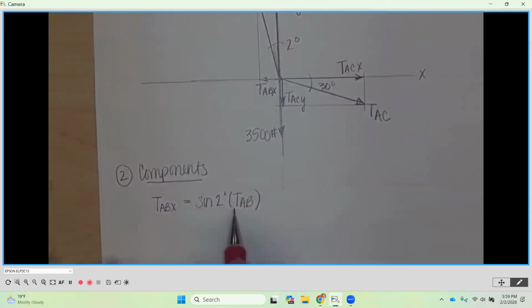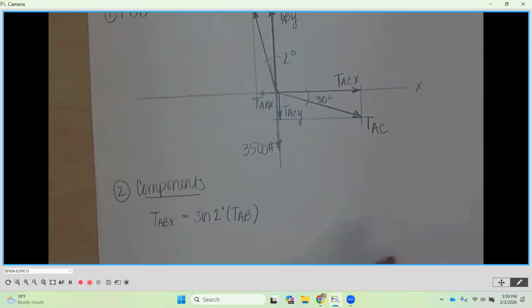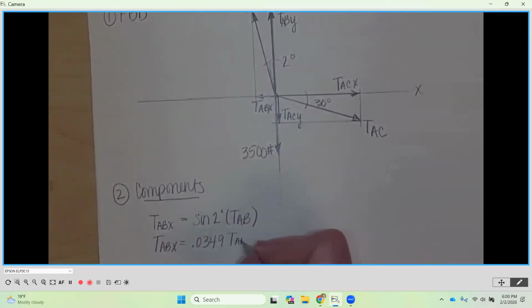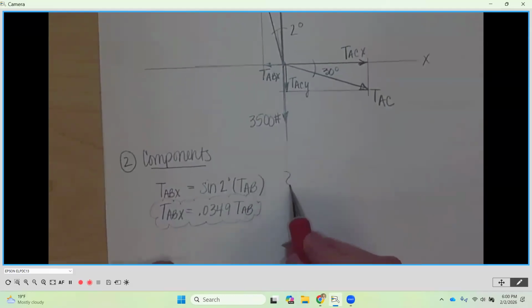Now you'll notice that we don't have a magnitude for the length of that hypotenuse. So we're going to put it in terms of the hypotenuse. The part that we can go a little further with is the decimal equivalent of sine 2 degrees, and that is going to be TABX is equal to 0.0349 TAB. Do you kind of like 4 decimals? This is where we stop with it, because we can't solve; there are 2 unknowns here. Now let's look at the Y component.